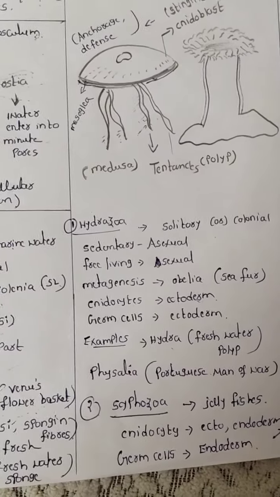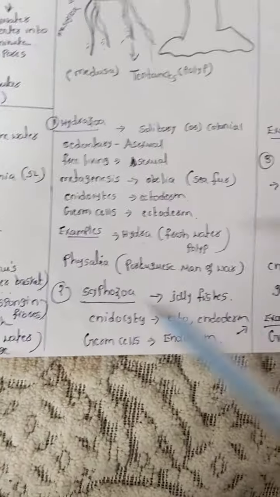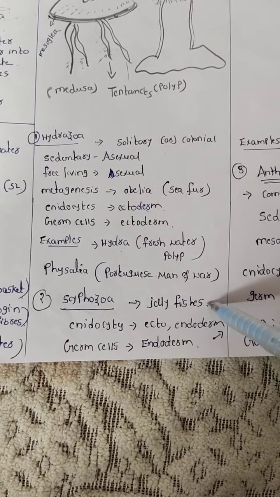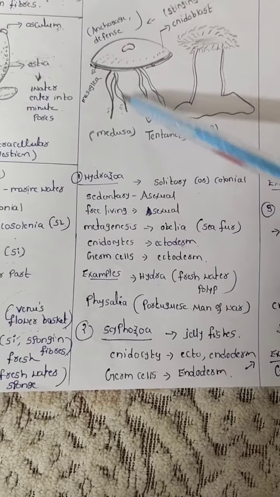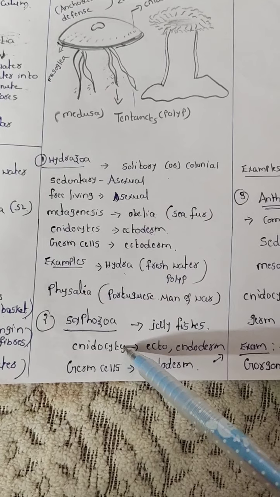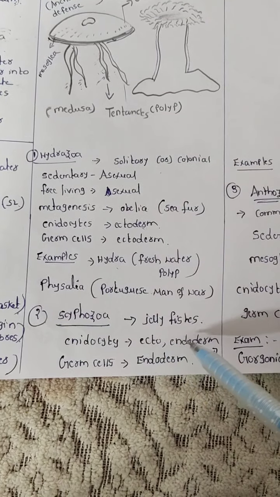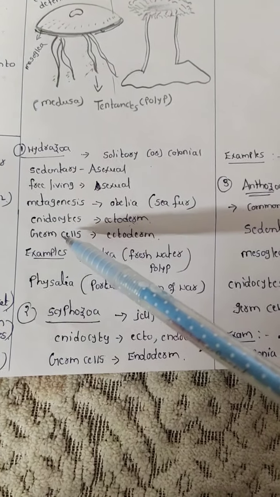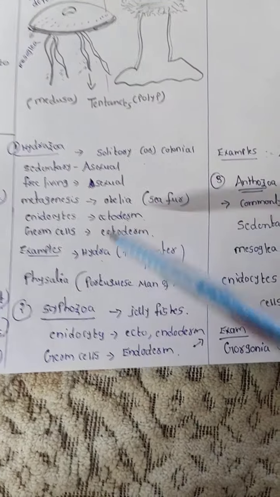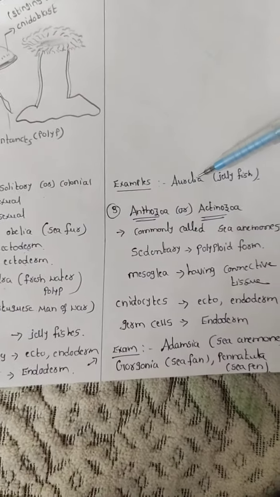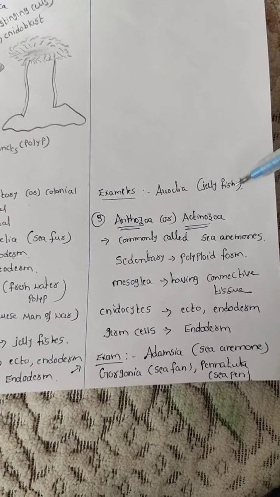And another one is Scyphozoa. In this class, they are called jellyfishes. You know, this is called a jellyfish. You have to see it on the Discovery channel. Now, the nidocytes, what is the origin? Both ectodermal and endodermal origin. Here the germ cells are of endodermal origin. The best example is Aurelia. Aurelia is commonly called a jellyfish. You have to remember these common names and scientific names.